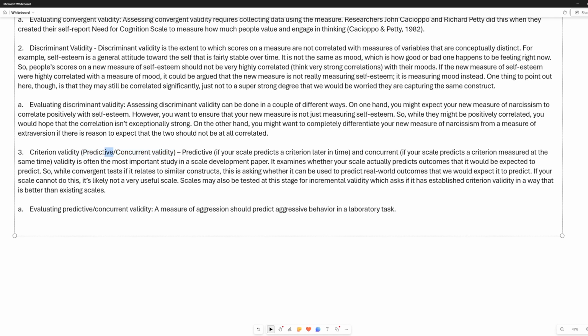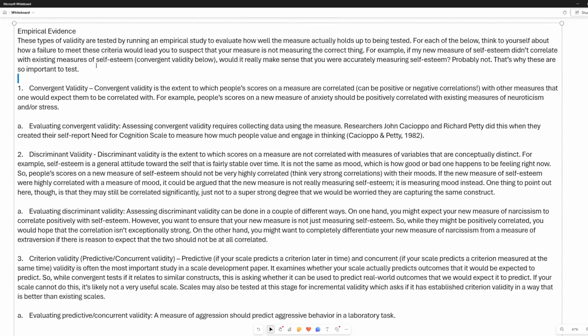Predictive is, does your scale predict future events when it's tested at a different time point? And concurrent is, does your scale predict things that it should when tested at the same time? But really, both of these are examining, does your scale predict important outcomes that we would expect it to predict? So it's no longer just, is it correlated with those outcomes? It's, does your scale predict an outcome? Whereas concurrent is less about outcomes and more just, is it related to other relevant constructs?